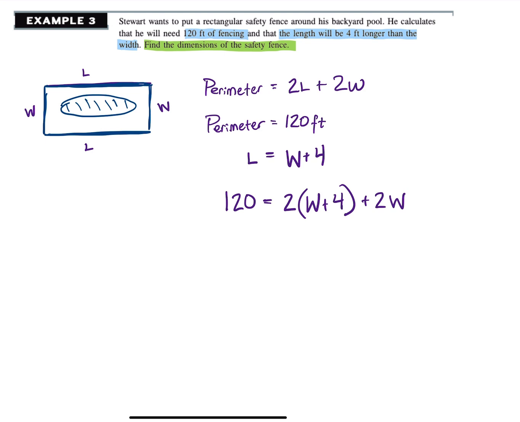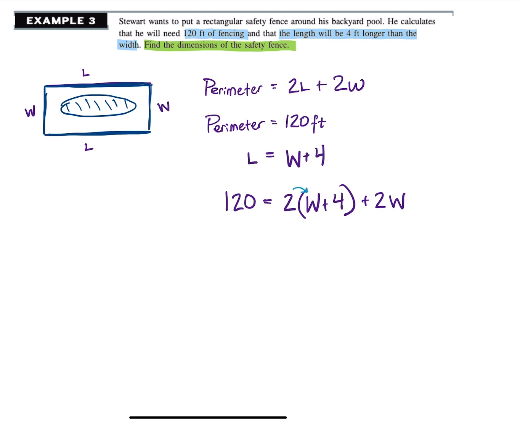So notice now we've translated the original formula into something that only has one variable, and that's useful for us because then we can solve for that one variable. If we still had the L in there, we wouldn't be able to fully solve for W because we would still have some unknown. So that's the trick. We're expressing everything in terms of a single variable here. So let's go ahead and solve for W.